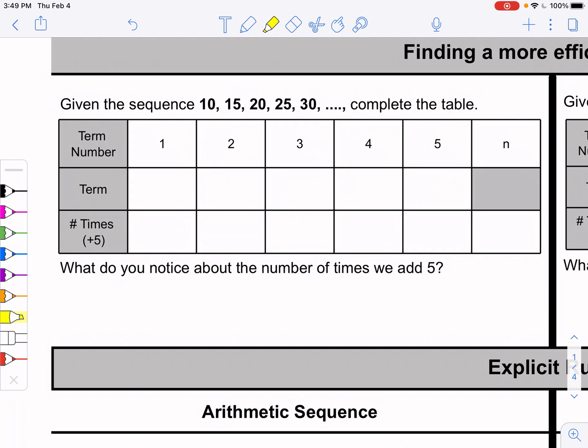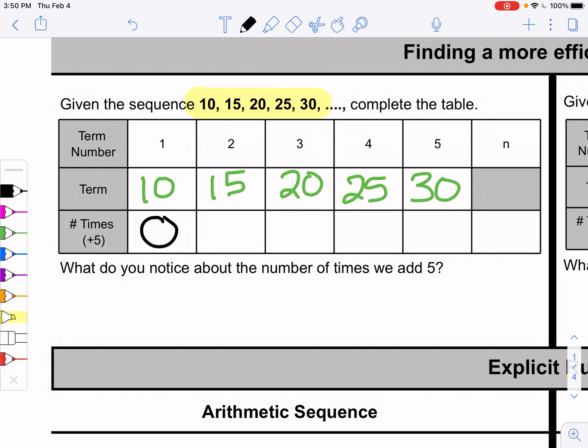So here's our sequence again, 10, 15, 20, 25, and 30, completing the table. So here we go. Term number, the first term that we have is 10. The second term we have is 15. I'm listing them out, 20, 25, and 30. Okay, so the next thing is how many times do we add 5? Well, because it's our starting value, I don't add 5 at all. But from here, I add 5 one time.